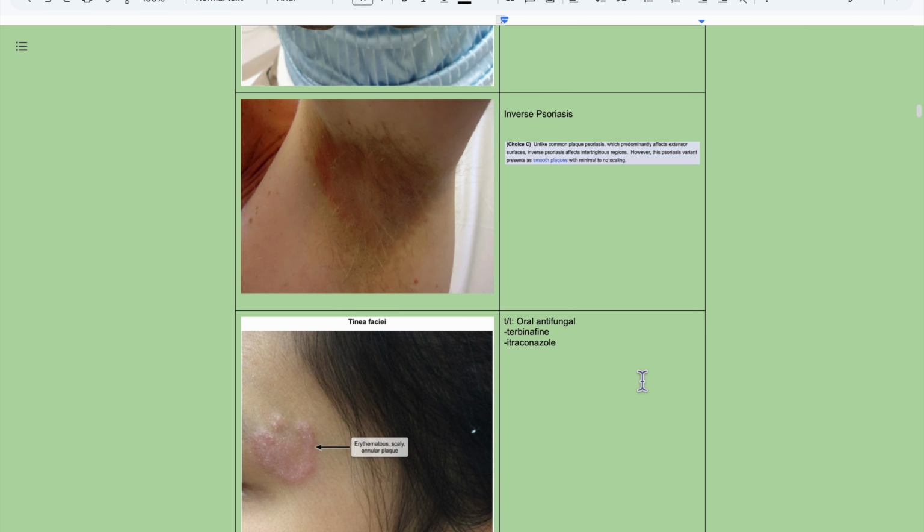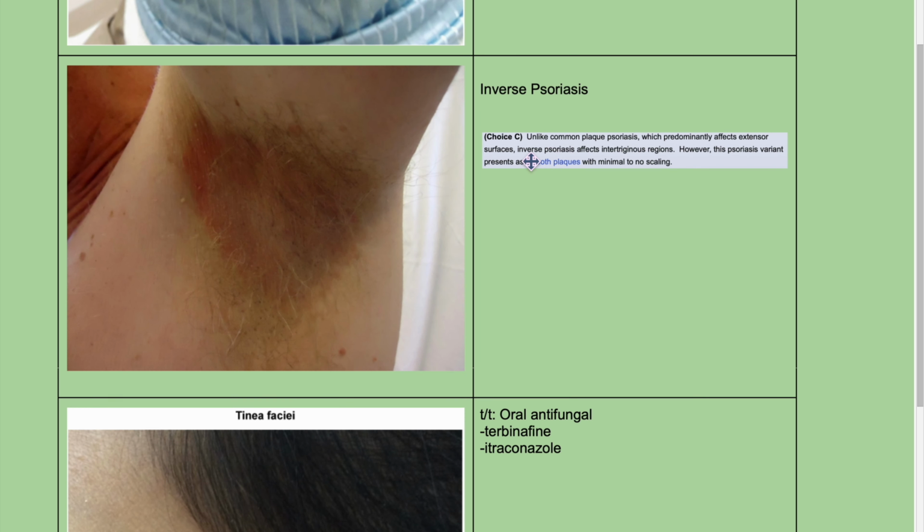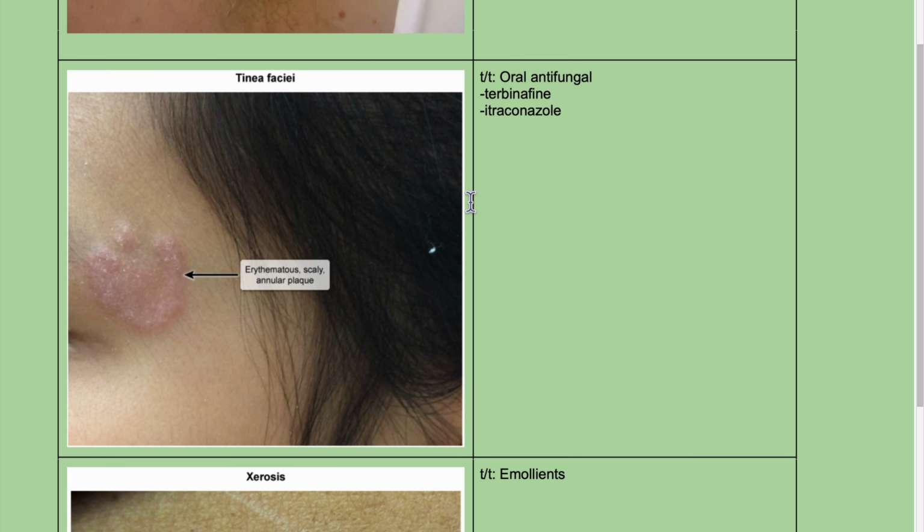Inverse psoriasis. Okay. So it's unlike common plaque psoriasis, which predominantly affects extensor surfaces. Inverse psoriasis affects the intertriginous regions. So basically, on the other ones, it was like outside of the elbow or the knee. Here, it's over the inside. However, this psoriasis variant presents as smooth plaques, like that, with minimal to no scaling. Okay.